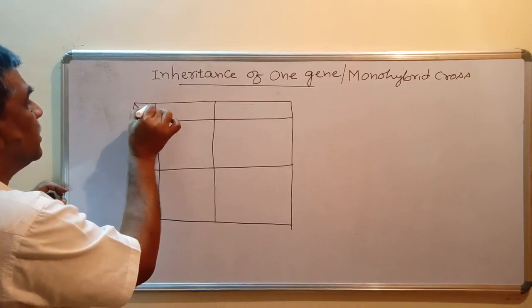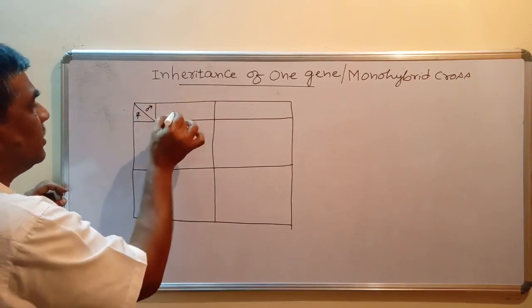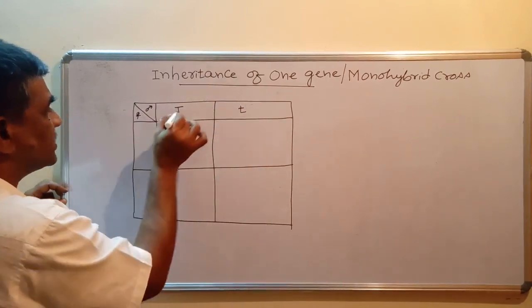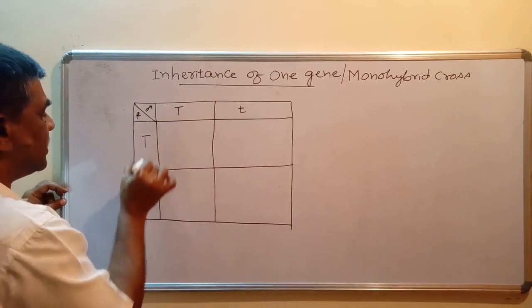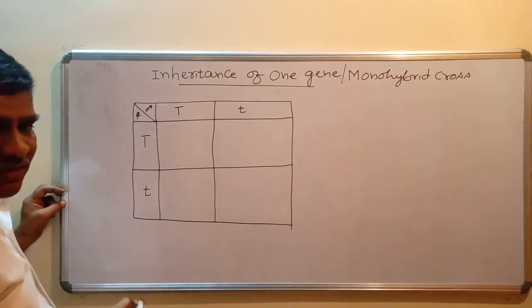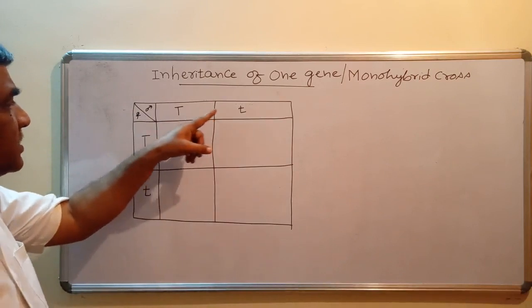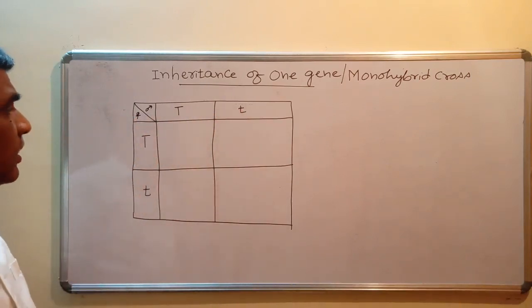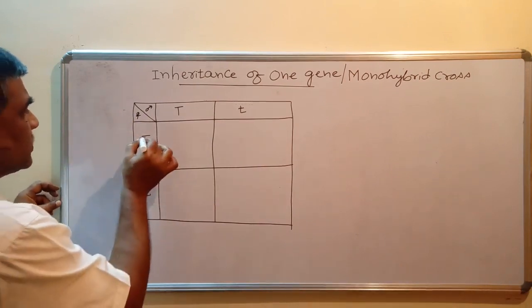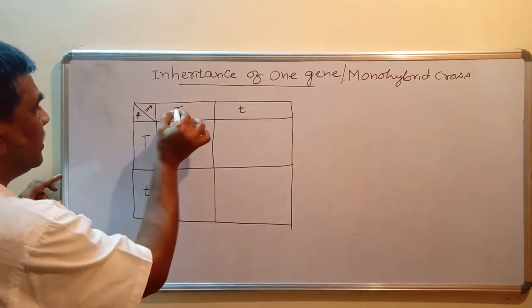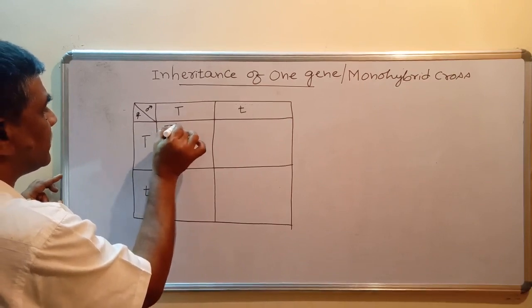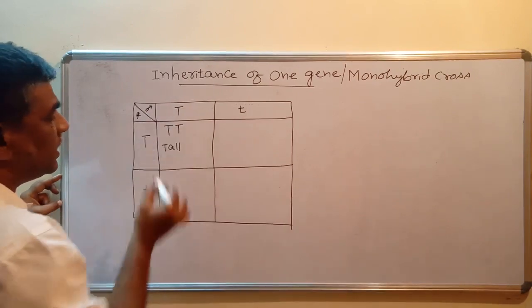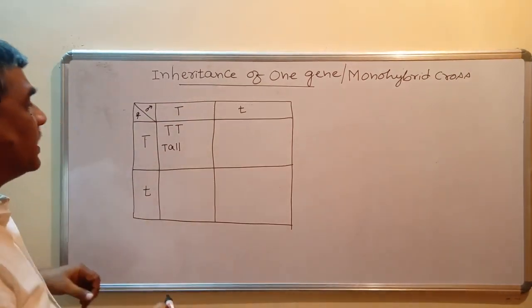So now this is male and this is female. I am writing here capital T, small t, and these are the two male gametes, and this is capital T, small t. These are the female gametes. Male gametes are written on the top row and female gametes are written on the left side column. Now we can cross this capital T and this capital T. I am writing here capital T, capital T. Therefore this plant is phenotypically and genotypically a tall plant only.